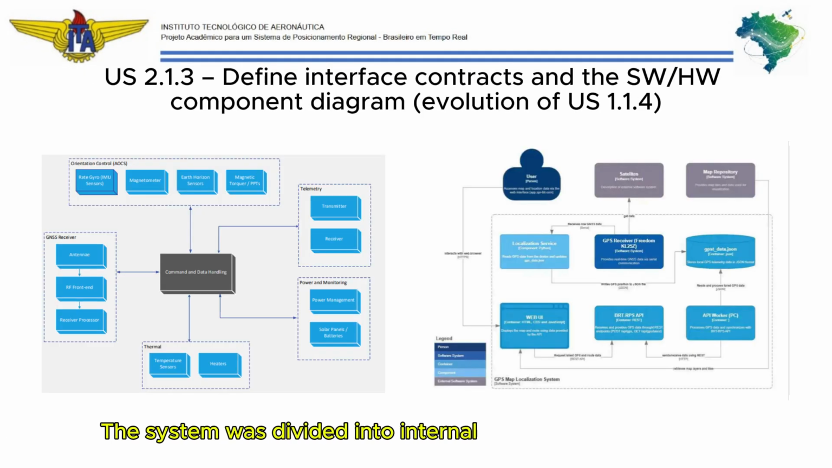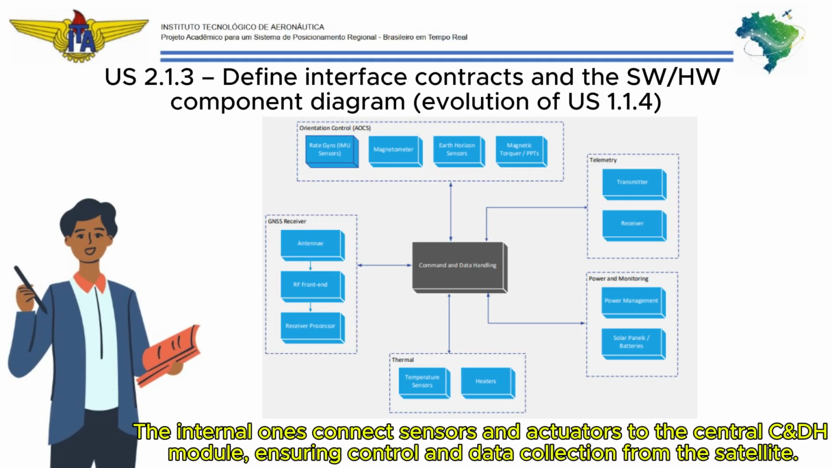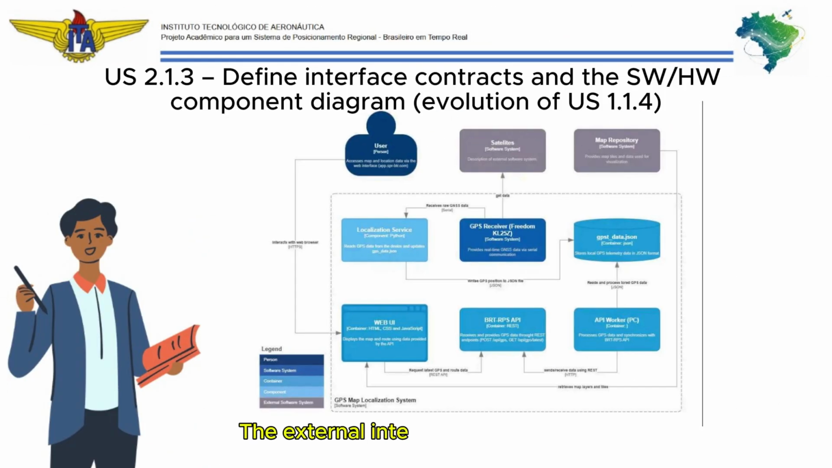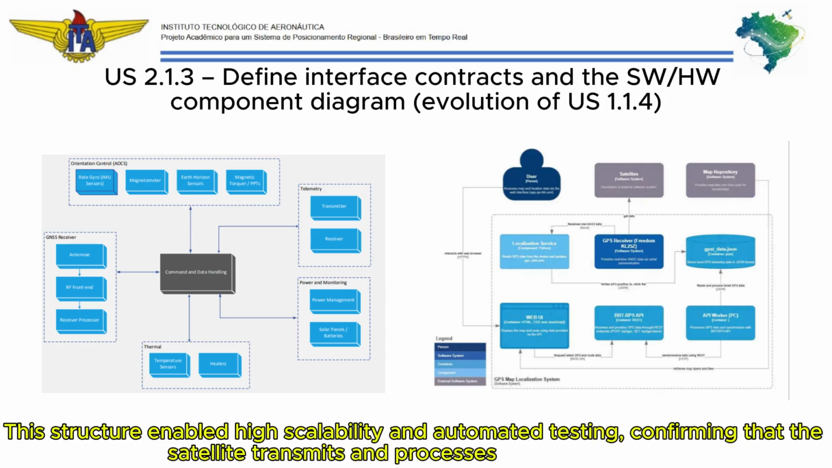The system was divided into internal and external interfaces. The internal ones connect sensors and actuators to the central CNDH module, ensuring control and data collection from the satellite. The external interface transmits information via radio signal to the ground. This structure enabled high scalability and automated testing, confirming that the satellite transmits and processes data accurately.